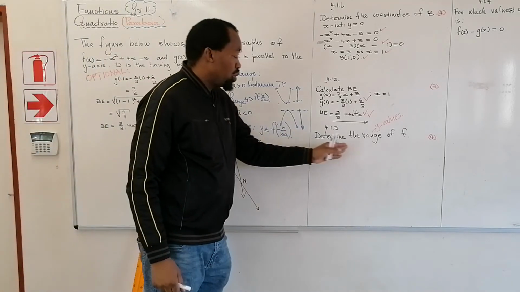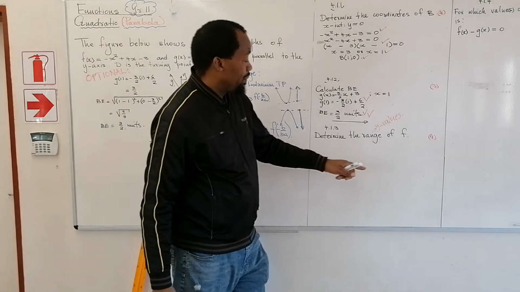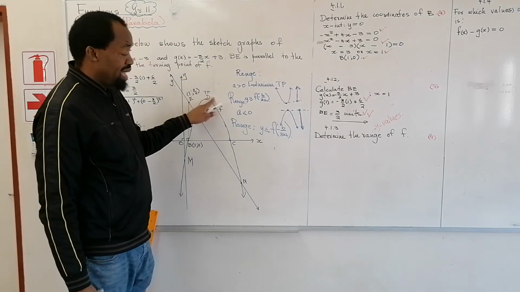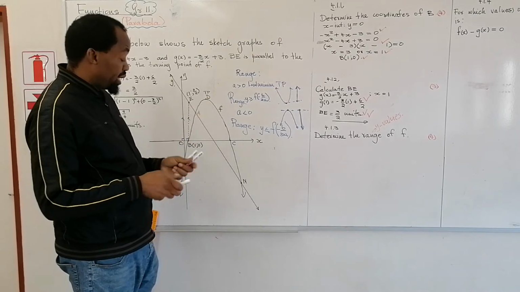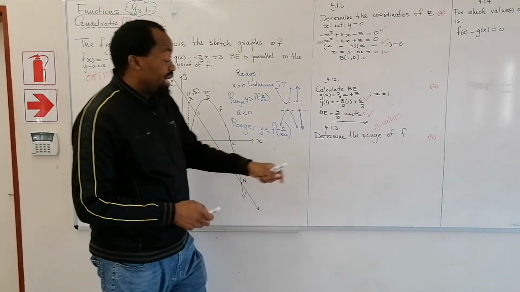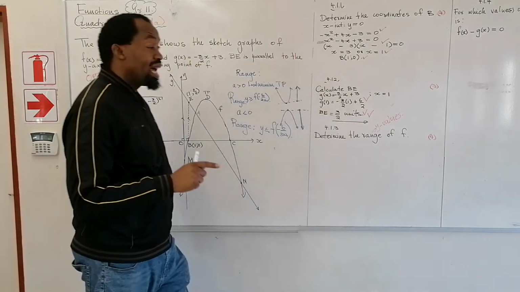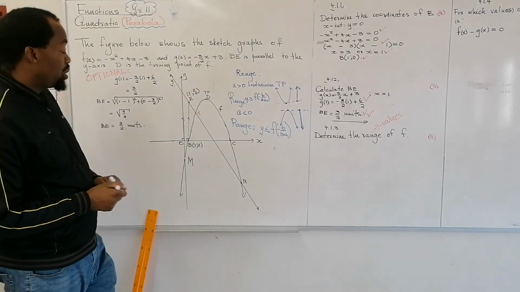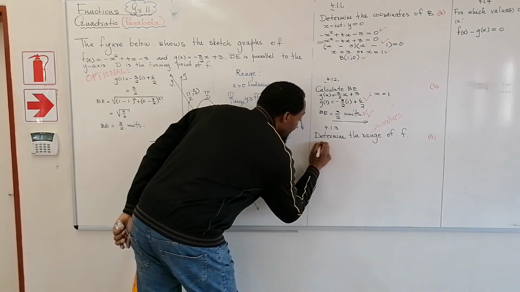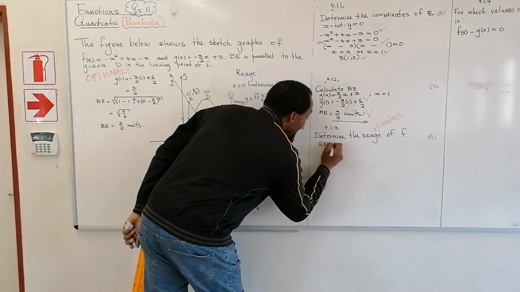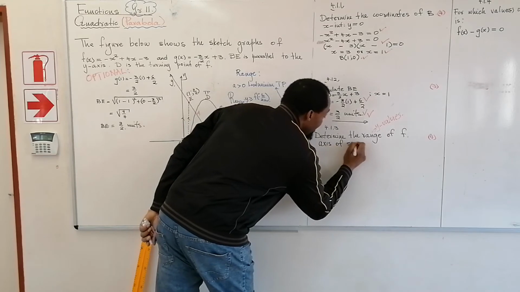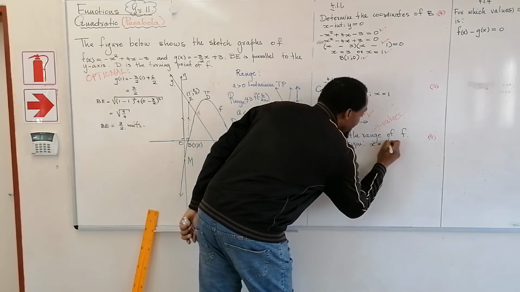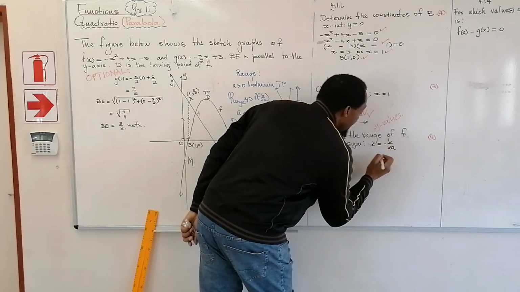Now, let's go to our graph here. Do we know the turning point? At this point, I don't know the coordinates of the turning point. That is why it is 4 marks. That means I must determine the coordinates of the turning point. Remember, I said start with the axis of symmetry, where x is equal to minus b divided by 2a.